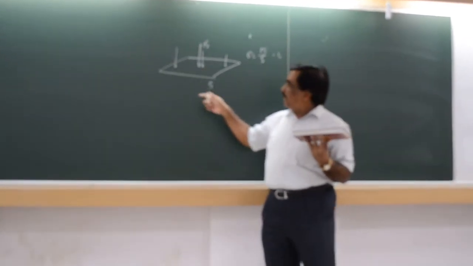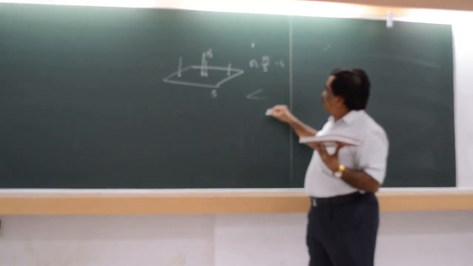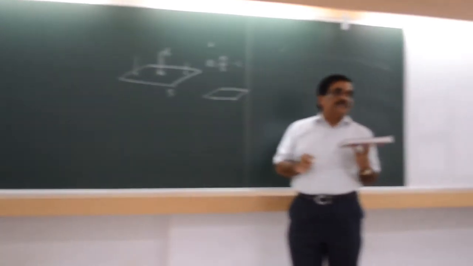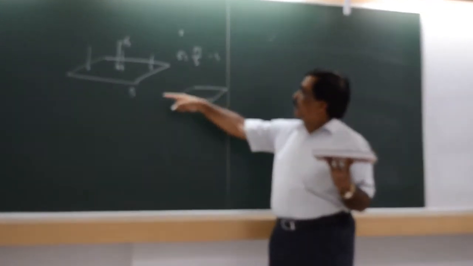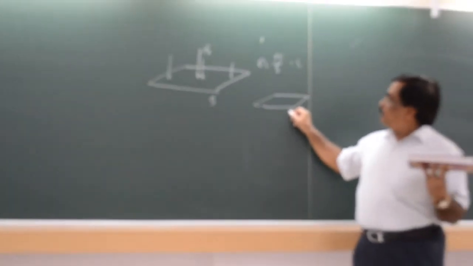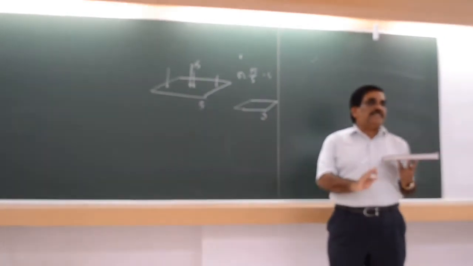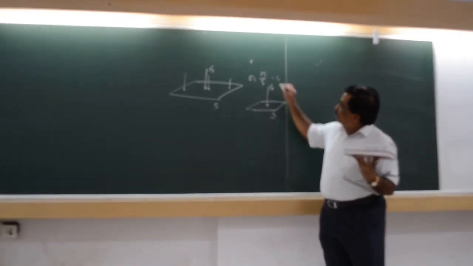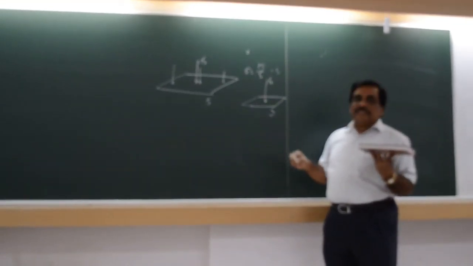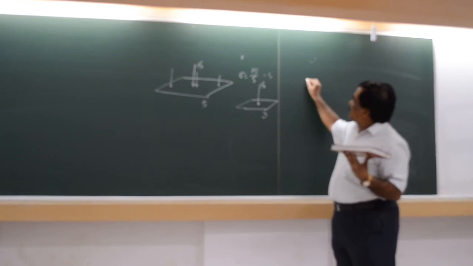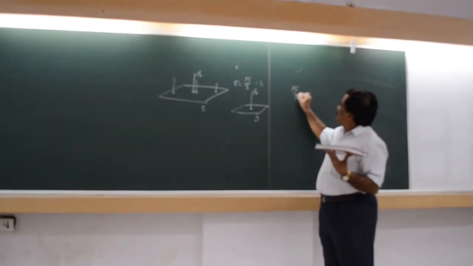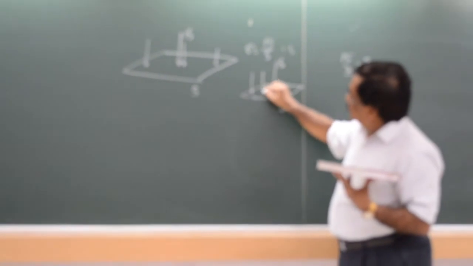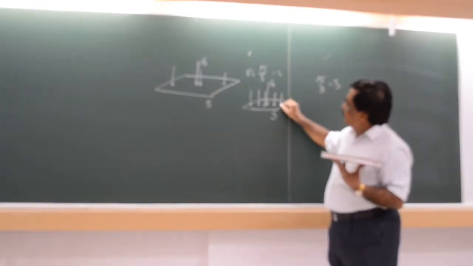Suppose I am making the area small, like this. Earlier it was 5, now suppose it is 3. Area is 3 now. Force is 15. So what is the stress? Stress is 15 upon 3, which is 5. That means there will be 5 such arrows: 1, 2, 3, 4, 5 arrows.